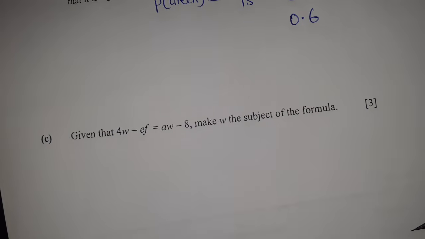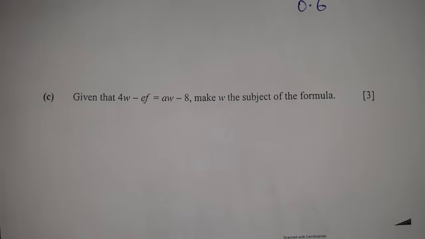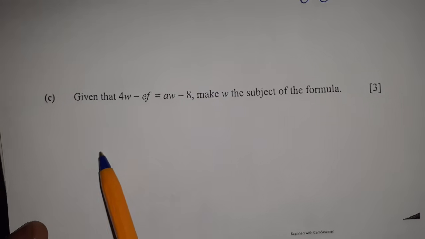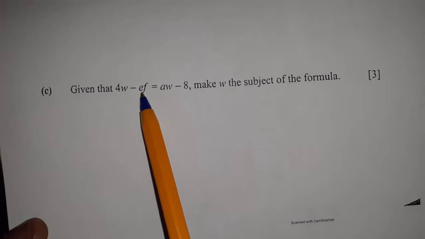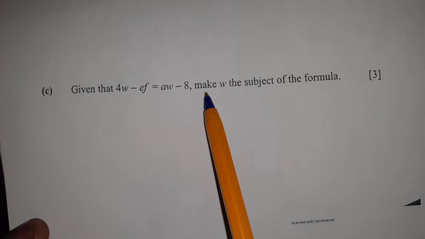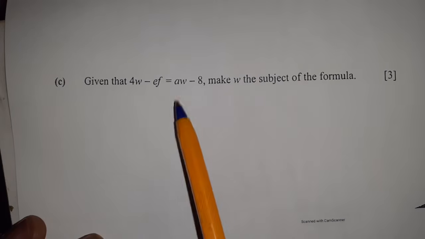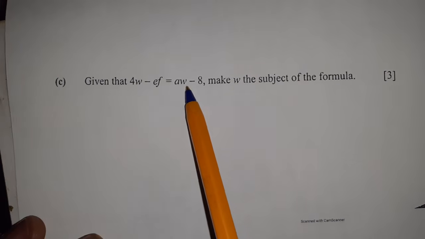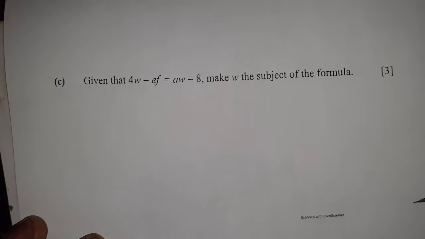So we look at this question now. Given that 4w minus EF is equal to AW minus 8, make W the subject of the formula. What are we supposed to do here? On this side you have W and on the other side you have W. So you have to put W on the same side.